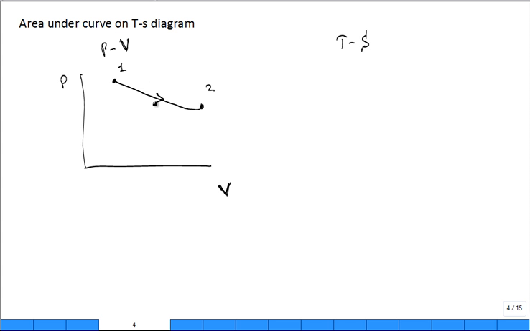Is there a work? Okay, and that work is the area under the curve. It's the integral PdV. All right, so we recall that W is equal to F dx. Where did that come from? Work is equal to F dx. Where did that come from?